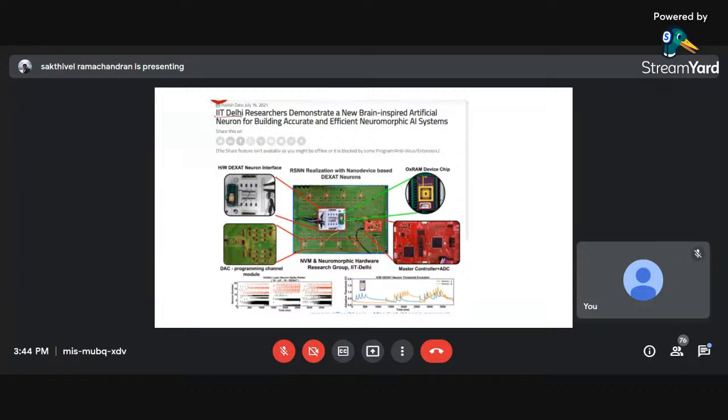IIT Delhi demonstrated a brain-inspired artificial neuron for accurate and efficient neuromorphic AI systems. So this was somewhere in 2021, the latest one, in which they used a couple of ADCs, DSAs, controllers, microcontrollers, AuxRAM, all of this, and came up with a bio-inspired artificial neuron.